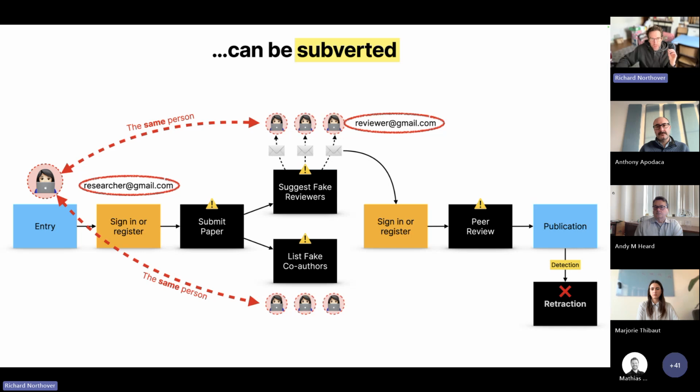The problem is there are many variations of this, so I'm just picking on one common scenario. This process can be subverted by someone potentially acting as their own reviewer or impersonating someone else in various ways. And this is because their identity is simply trusted as being what they say it is. There's nothing, generally speaking, to verify it. So we can get fake papers, fake reviews, fake co-authors, and so on.